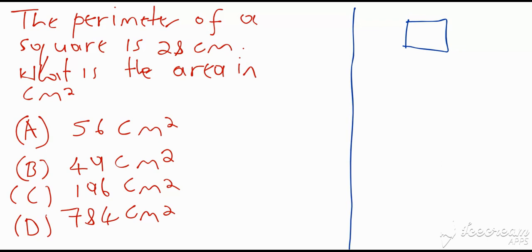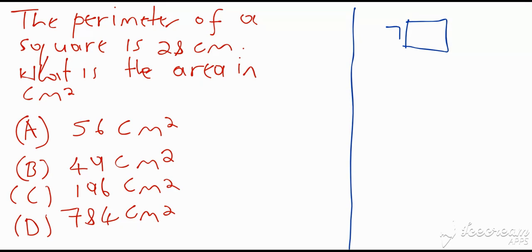The square has 4 sides, which means that in order for me to determine the area, I must find the length of one of those sides. So all the sides are equal. So if the perimeter is 28, to get the length of one side, I'm simply going to have to divide 28 by 4, which means that one side would be 7. And you can check it. 7 plus 7 plus 7 plus 7 would give me 28.